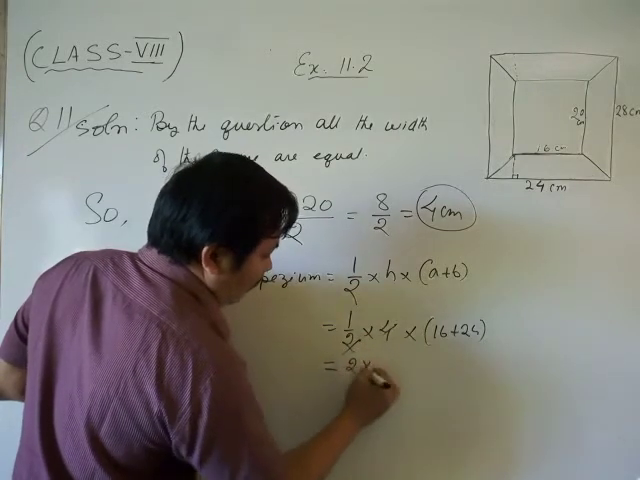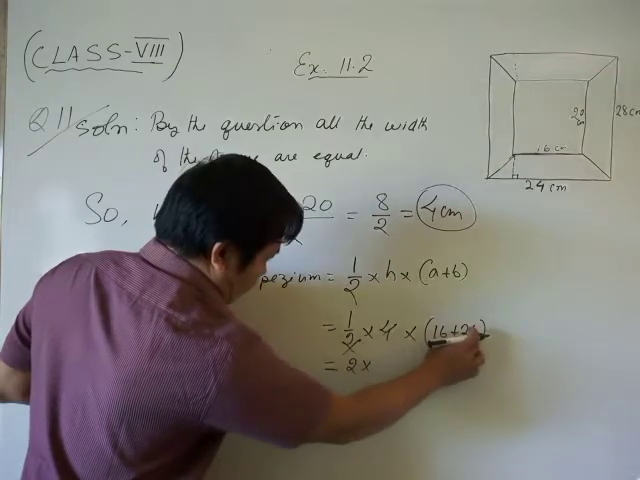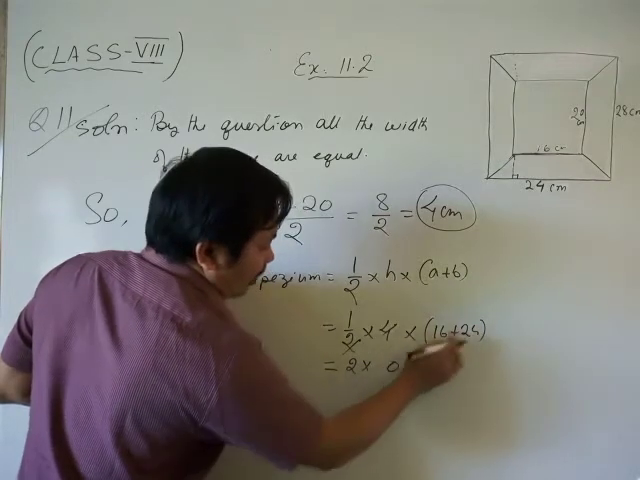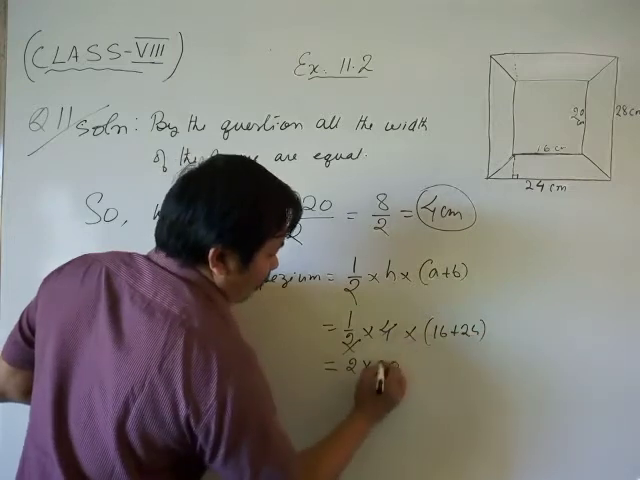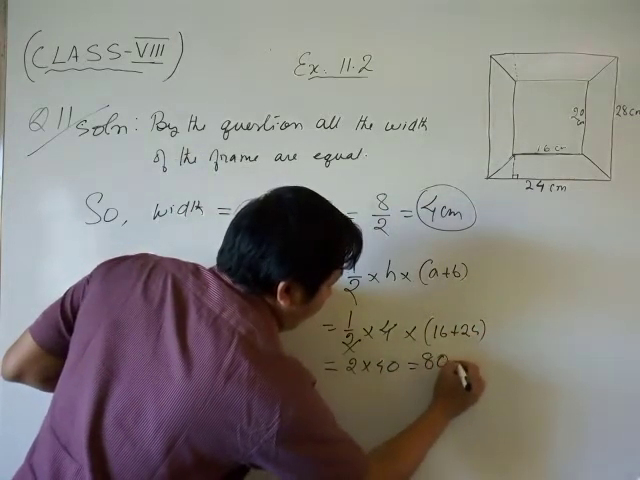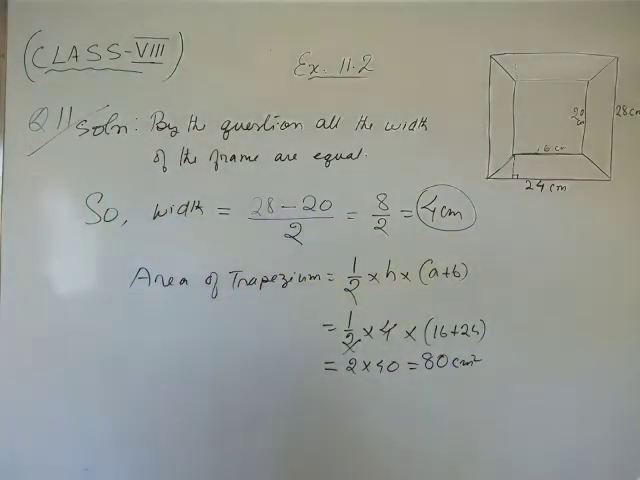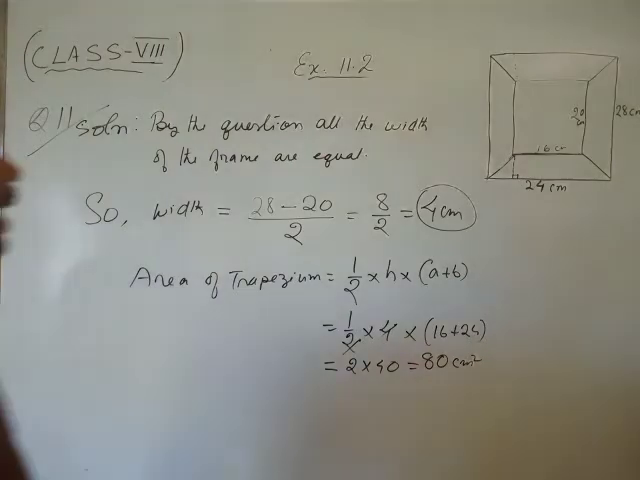2 into how much? 2 into 10, 4, 40. That means 80 centimeter square. Why do we get 80 centimeter square? Okay. First one we get 80 centimeter square.